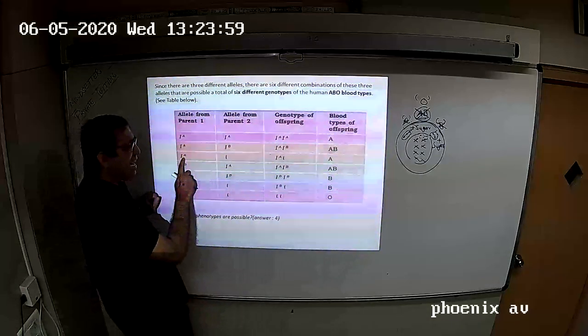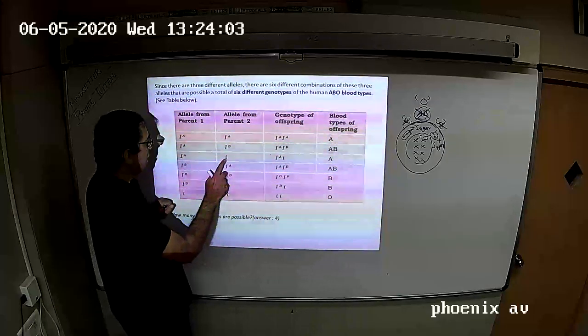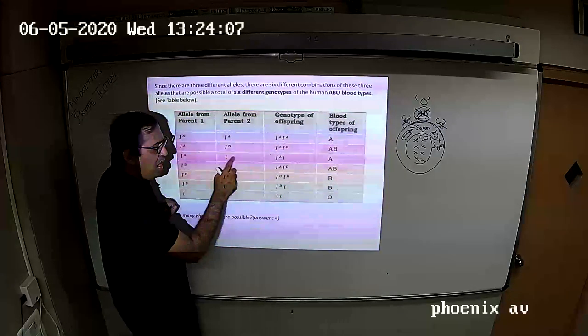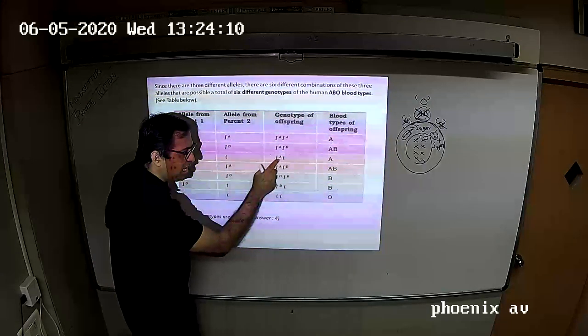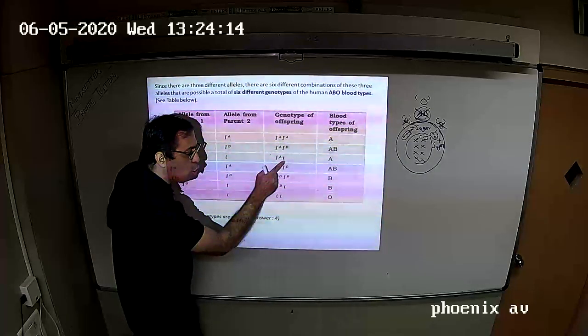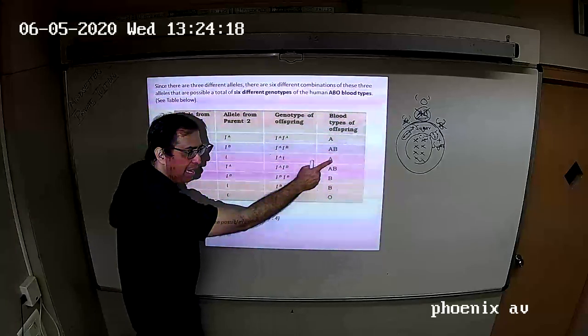Suppose you have I capital A from one parent and small i from the other parent. Then I capital A small i will become the genotype of the offspring, in which I capital A will become dominant over small i, and your blood group will become A.